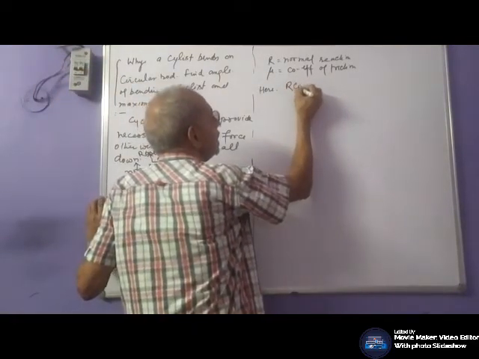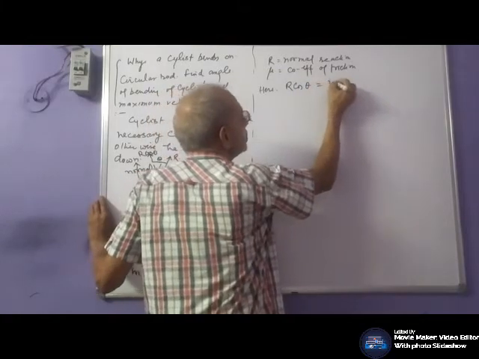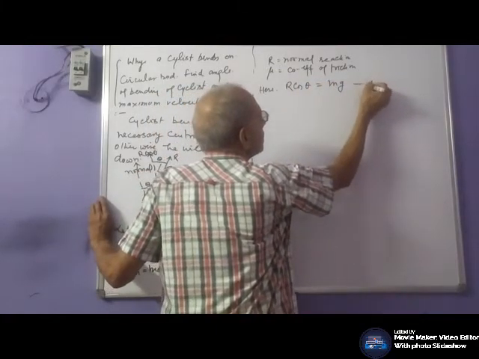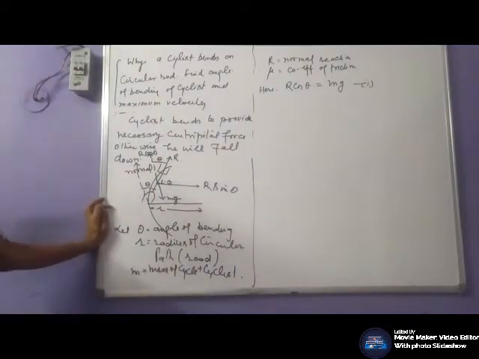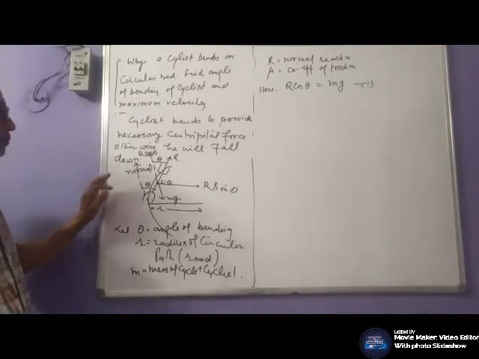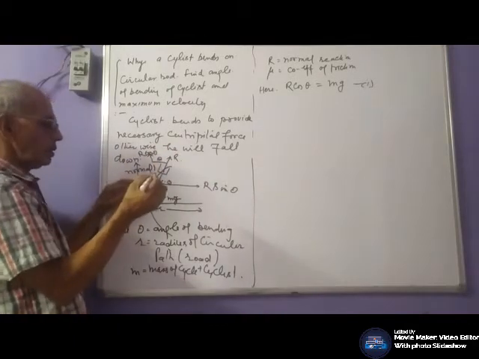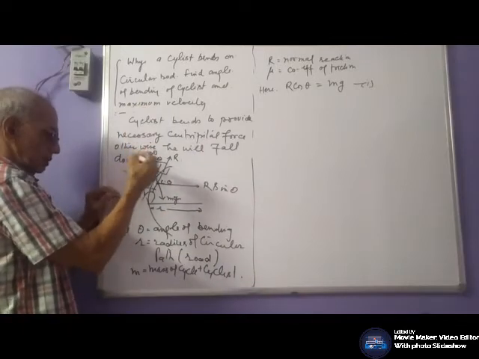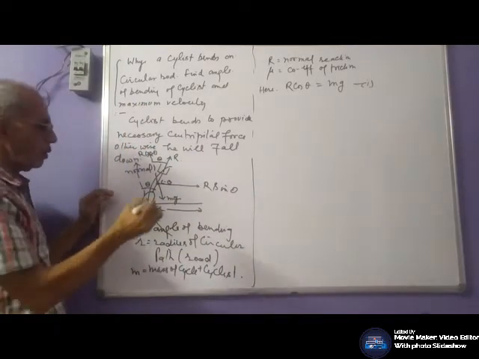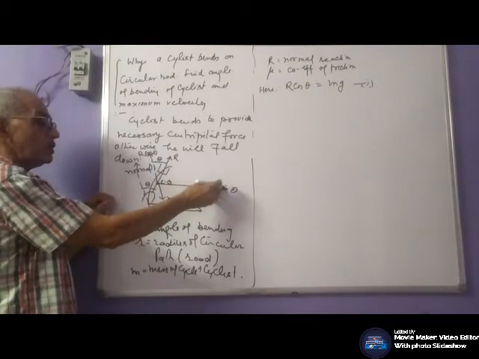R cos theta is balanced by weight, so R cos theta is mg. This R is resolved. It is finished, resolved. Now this is equal to this. Only this is free, and it is towards the center.